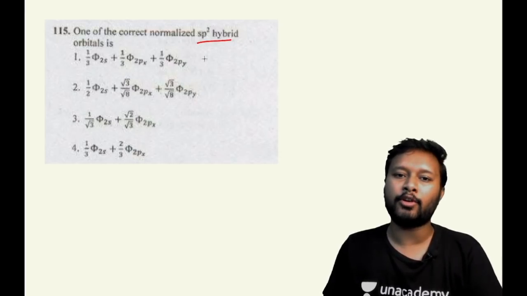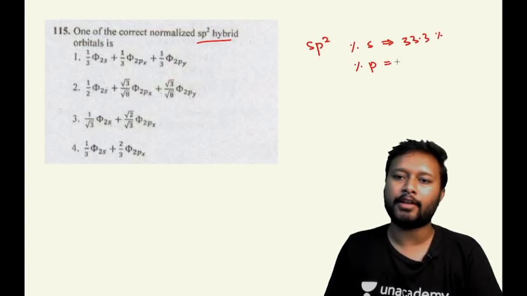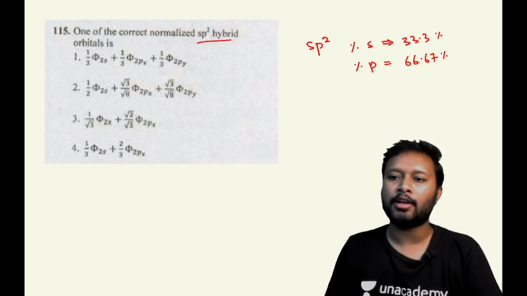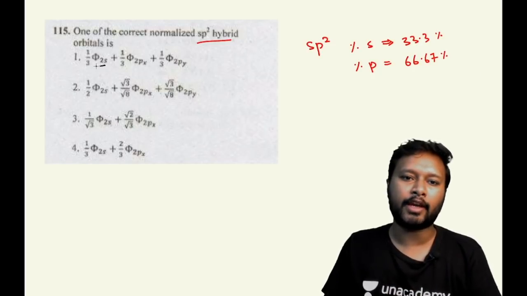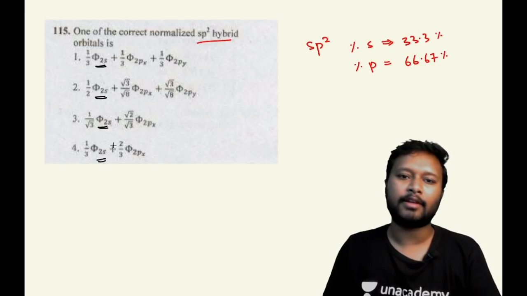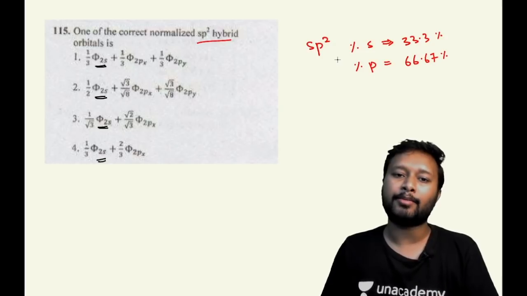So, as I told you, first of all you have to see what the percentage s character is in sp2. The percentage s character will be 33.3%. And the percentage p character is 66.67%. So that's the percentage character we have got. Now these are the wave functions which correspond to the s orbitals, so the square of their coefficient should satisfy the percentage s character.